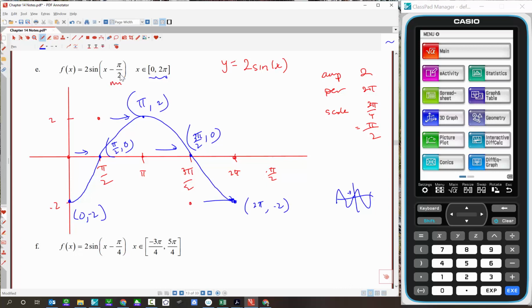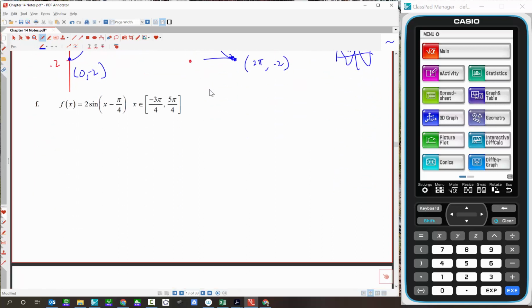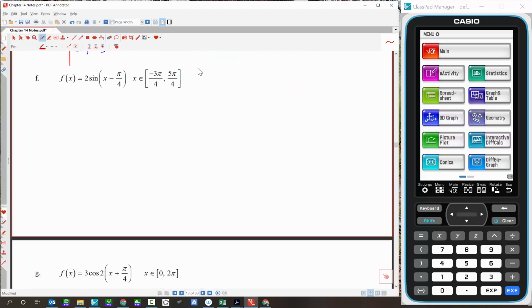Now, it's always a good thing when you're sketching trig functions when the translation, this thing here, matches the scale. When it doesn't, that makes life very complicated, but we'll cross that bridge if and when we get to it. All right, what we've got here is f of x equals 2 sine x take pi on 4. So we note that that is a translation pi on 4 to the right.